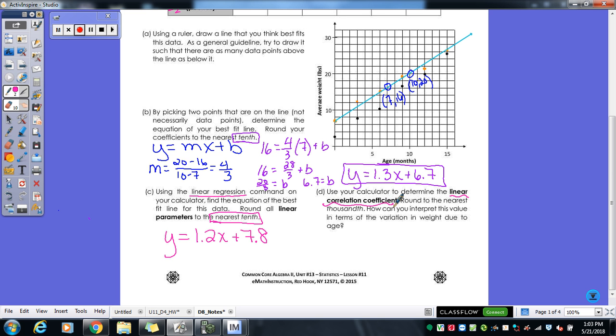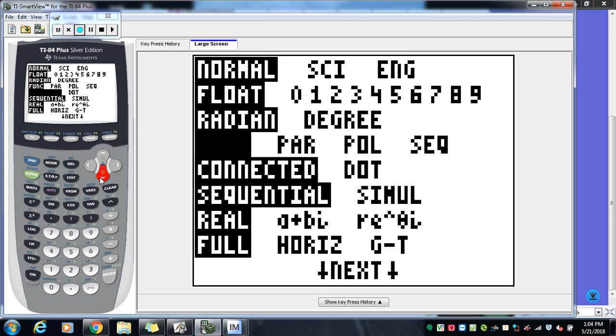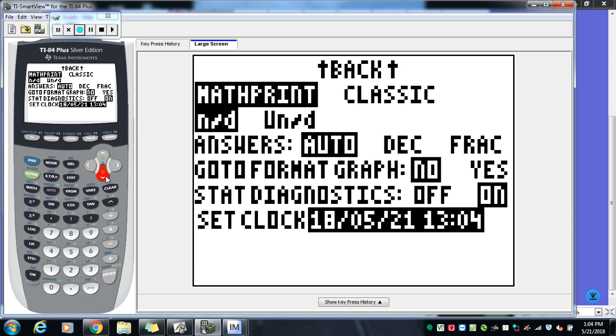All right, so using your calculator to determine the linear correlation coefficient. Our correlation coefficient is the R value in the calculator. Now, if your R value is not showing up, that means we have to turn on your stat diagnostics. To do so, push your mode button, and then you'll arrow down, and you should find in your list stat diagnostics, and you want to turn those on if they are not currently on.